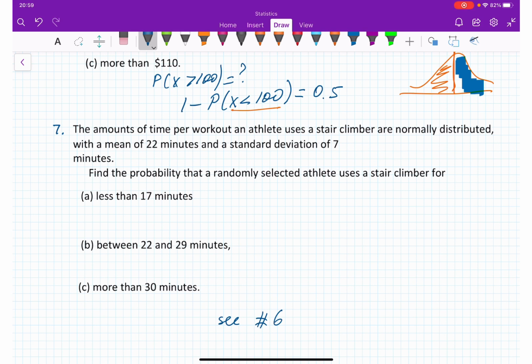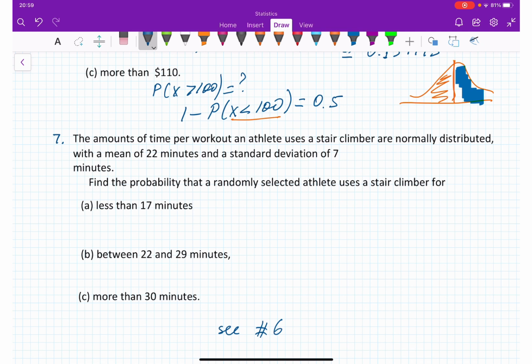Well, question number 7, it's exactly the same way. So see question number 6. So mu is going to be equal to 22, standard deviation 7, and the rest you can do by looking at problem number 6.